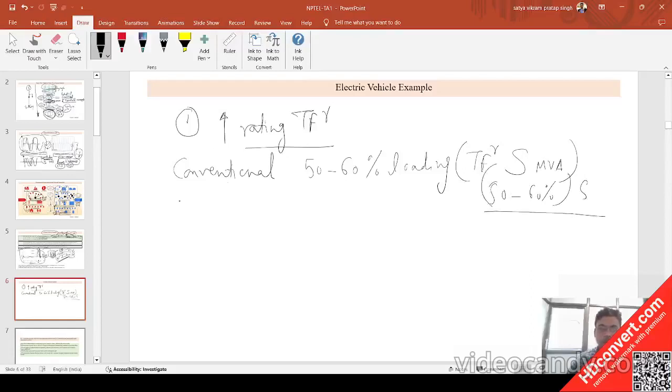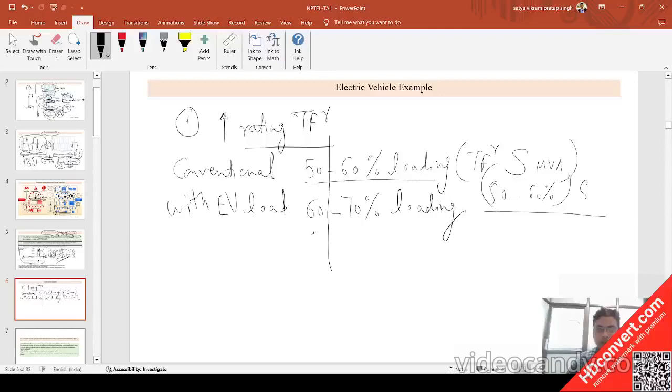So if you add EV loads, this 50 to 60% loading will increase. What do you mean? It means that it will go up to 60 to 70% loading. But the permissible limit of the conventional transformer for loading is 65% to 70%. And you also need a certain margin. What do you mean by margin? To avoid heating and other losses, 5 to 10% is needed. So you need a certain improvement in your transformer.